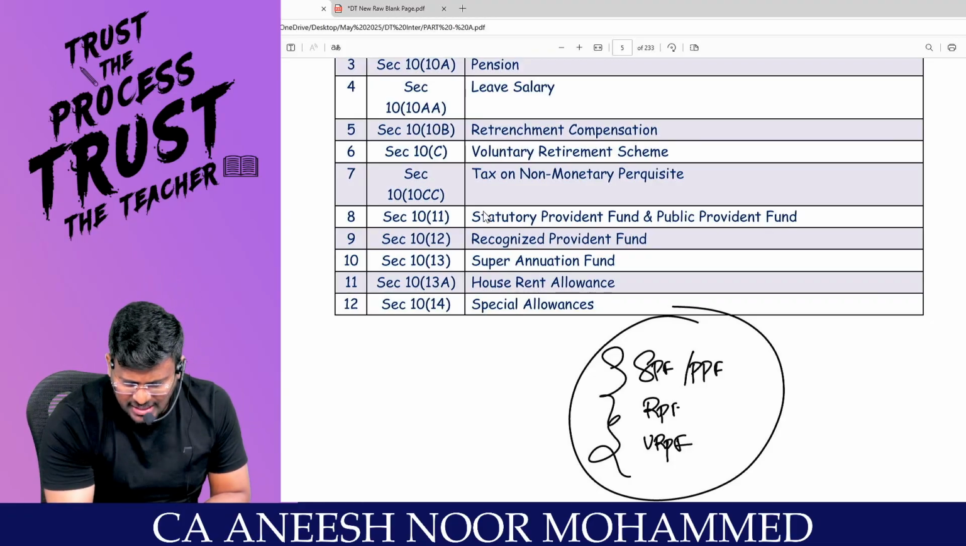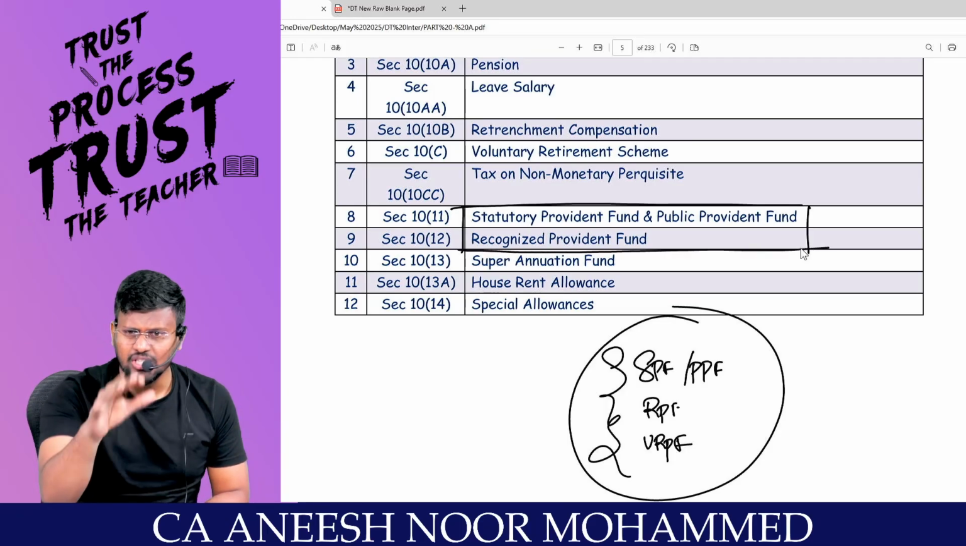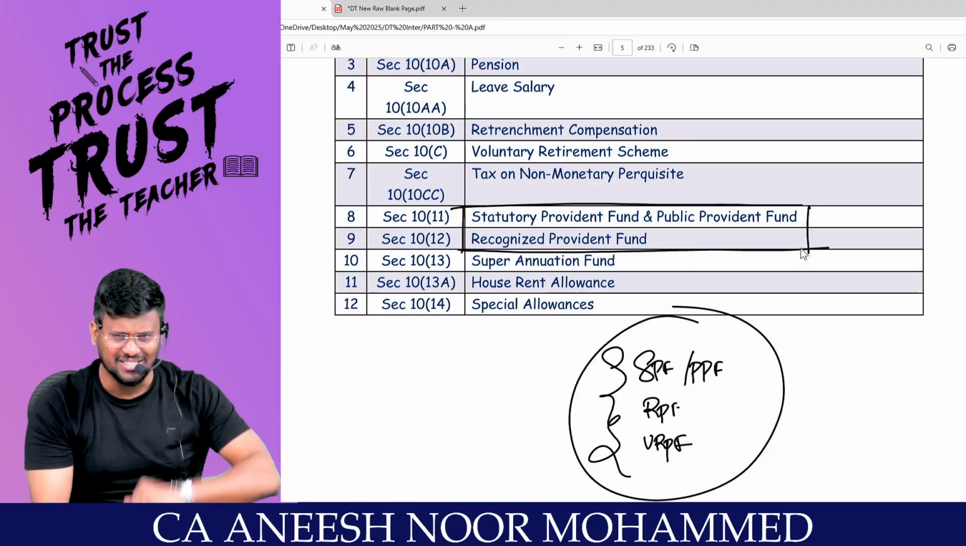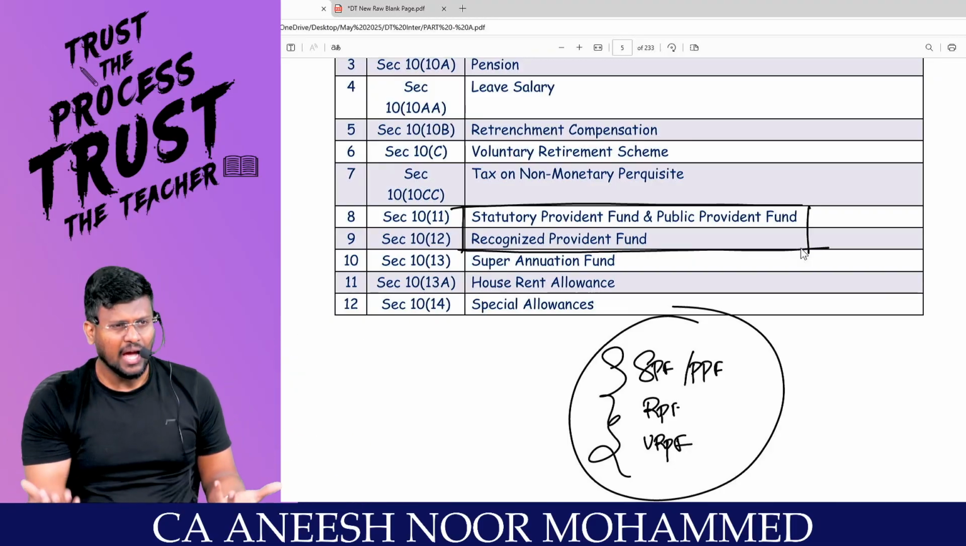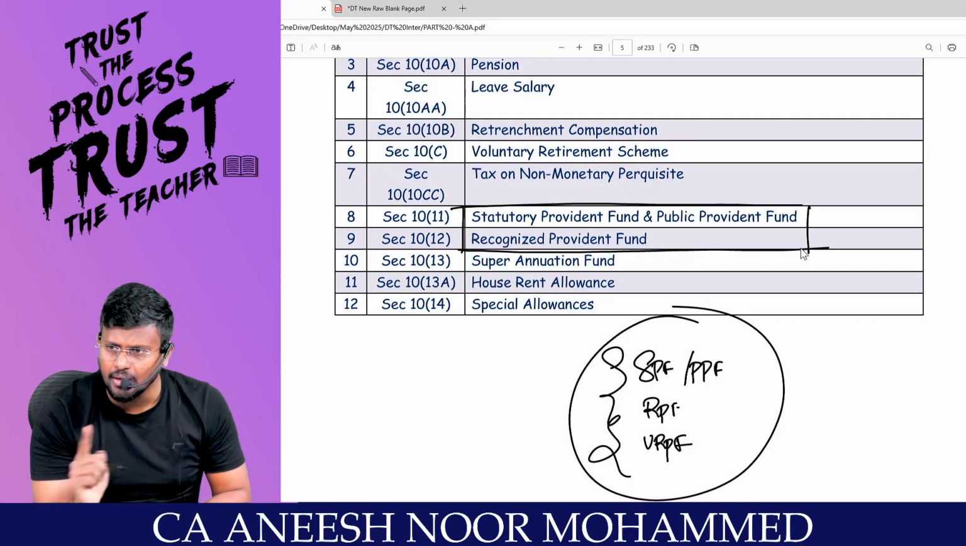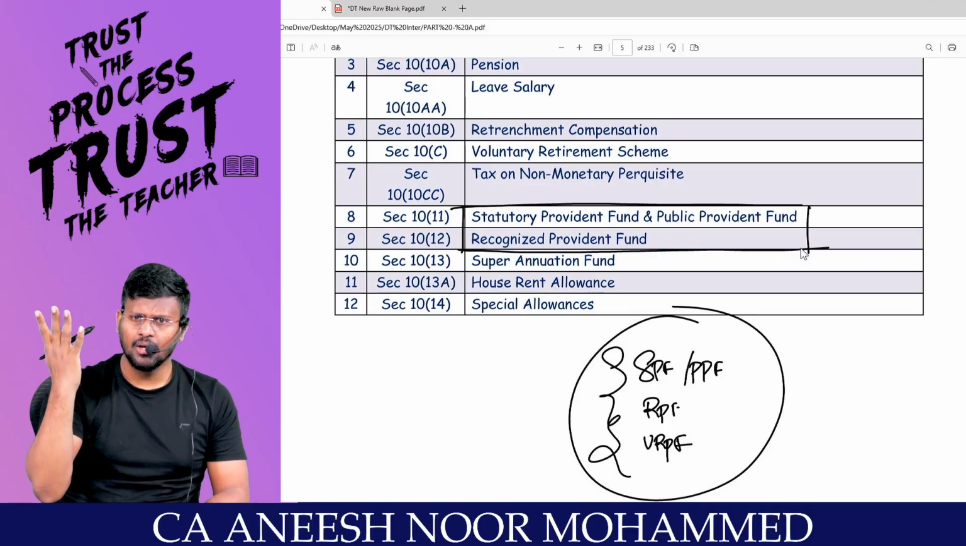Here, Unrecognized Provident Fund is not there. Because if you are depositing in an Unrecognized Provident Fund, that is not at all recognized. Where you have invested, who knows? Only God knows. Government is saying that we are not interested to provide any exemption under section 10.